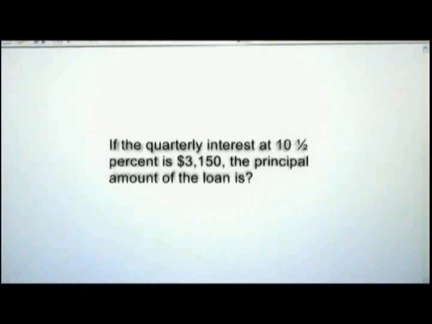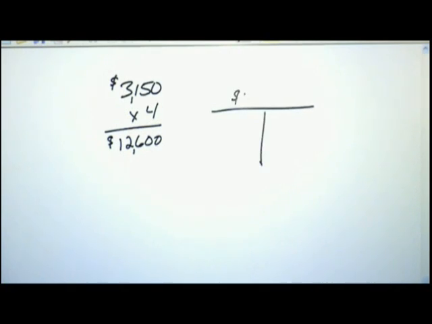If the quarterly interest at 10.5% is $3,150, the principal amount of the loan is blank. We've already learned that there's a relationship between the interest we pay annually, the interest rate, and the principal or loan amount, so what we need to do is get our numbers into annual interest. If the interest paid quarterly is $3,150, then all we need to do to get it into annual interest is multiply it times 4 quarters in a year, which gives us an annual interest of $12,600. This goes on the top of my T because it's smaller than the total loan amount.